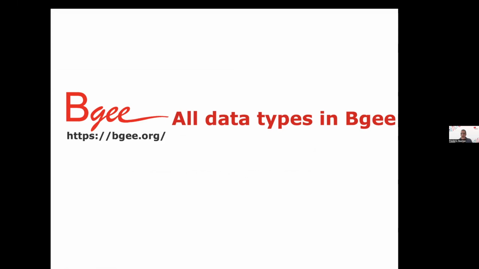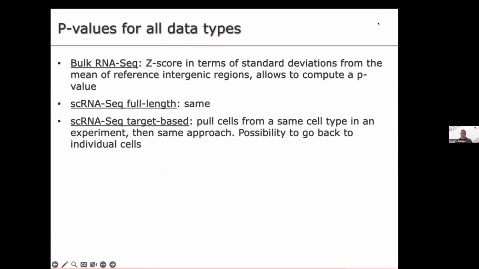So how do we do that? First, for all data types, our aim is to provide a p-value. For each gene in each condition, the information we can integrate is a p-value, and for each data type, we define methods to do that. For bulk RNA-Seq, it is based on the z-score. We look at the distribution of intergenic regions, and then we compute a z-score for your gene, the expression level of a gene compared to that distribution of intergenic expression levels, and we can provide a p-value.